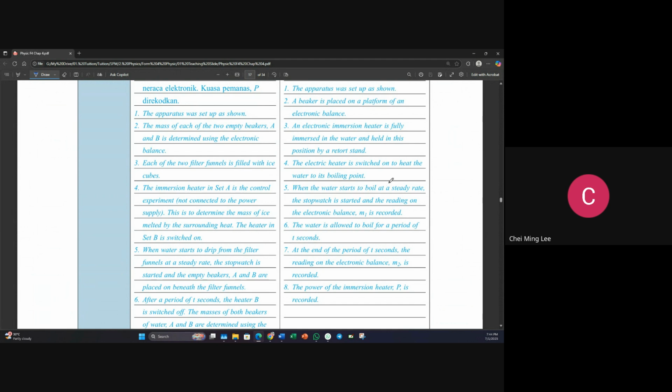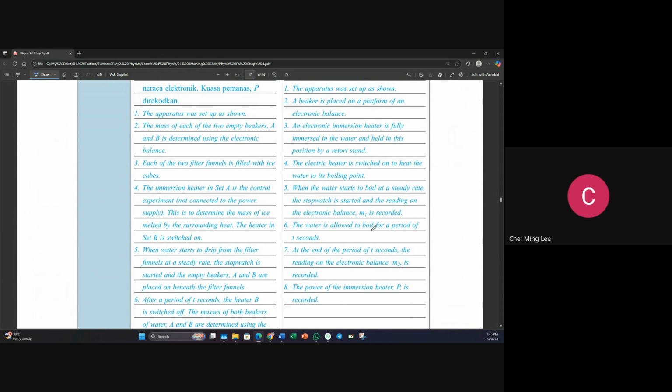So when the water starts to boil at a steady rate, we start the stopwatch, and the initial reading of the mass on the electronic balance, we record. Because we want to know how much the difference is, so we need to record the initial one first.